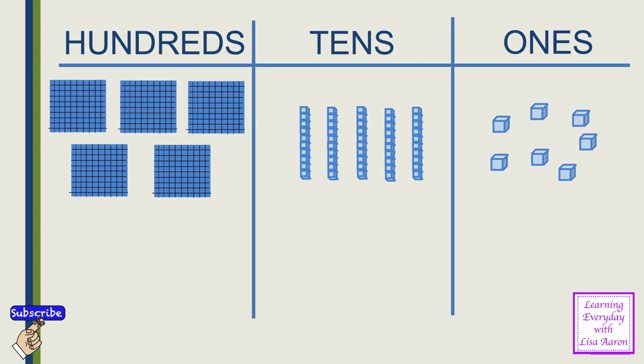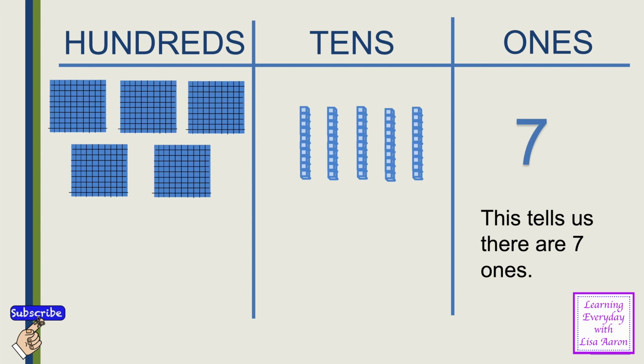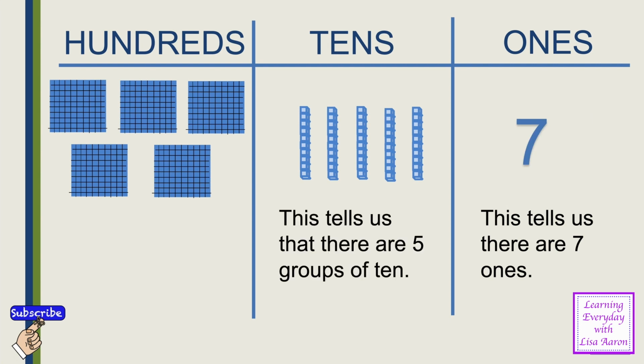How many ones do you see? 1, 2, 3, 4, 5, 6, 7. This tells us there are 7 ones. How many groups of 10 do you see? 1, 2, 3, 4, 5. This tells us there are 5 groups of 10.